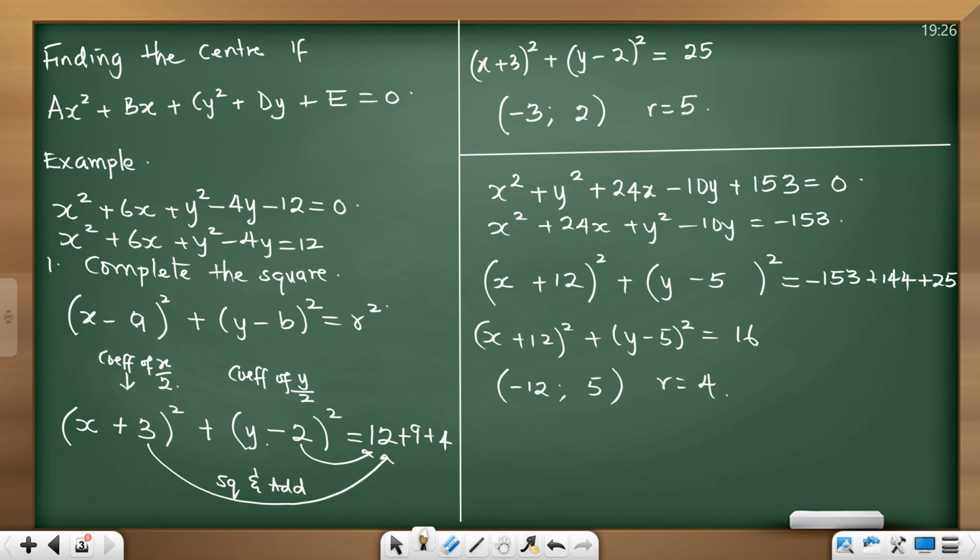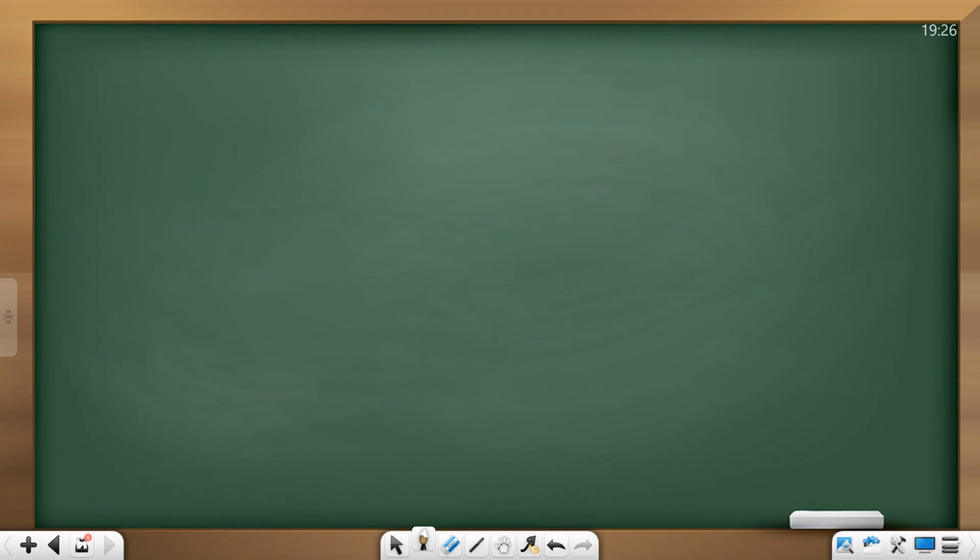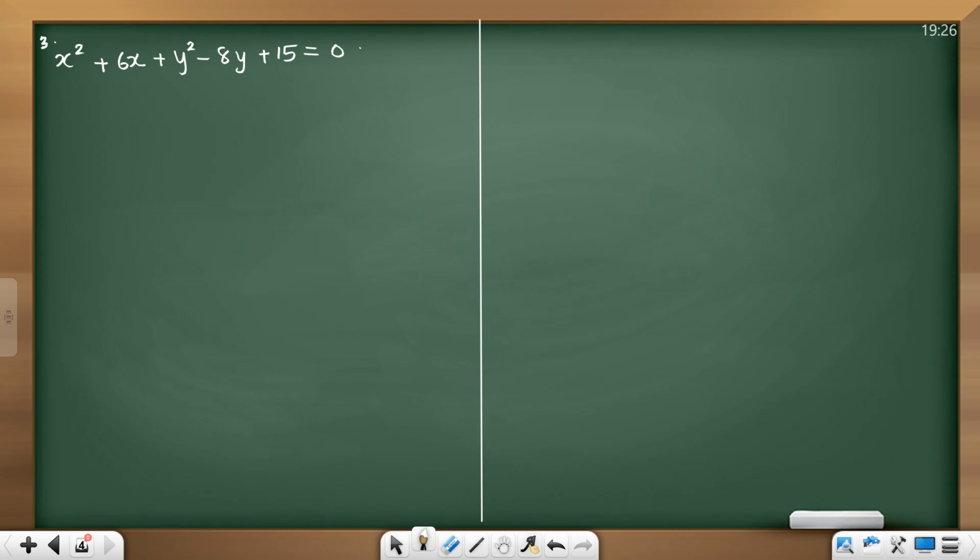Can I give you one more? All right. First 5 marks of analytical. Number 3, x squared plus 6x plus y squared minus 8y plus 15 equals 0.